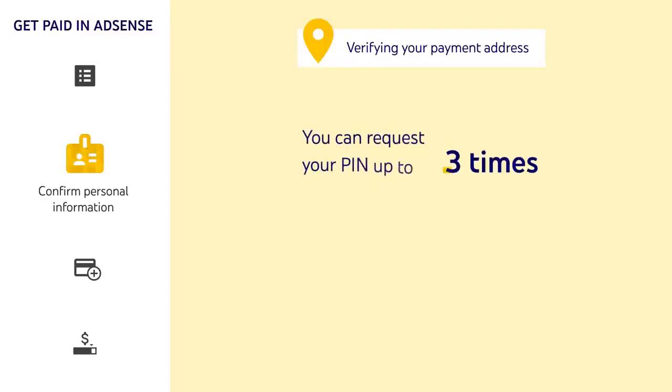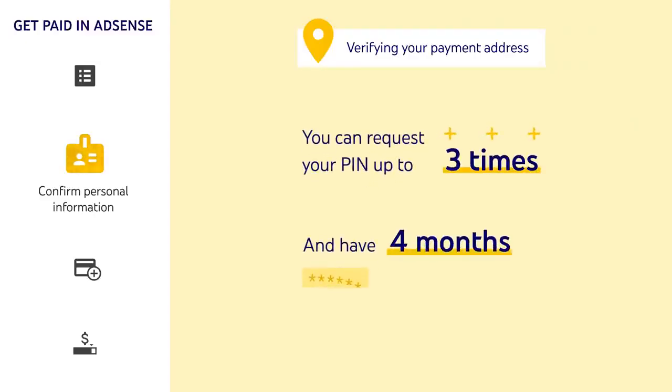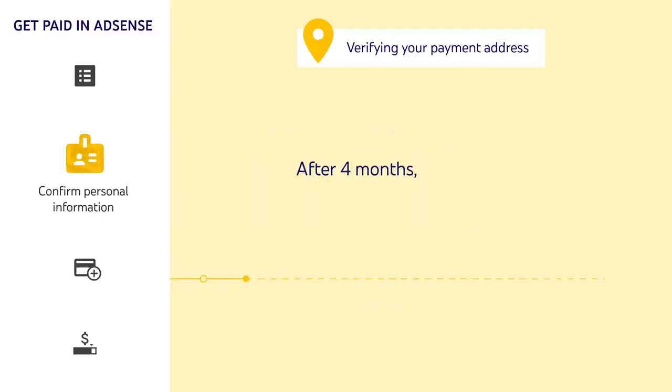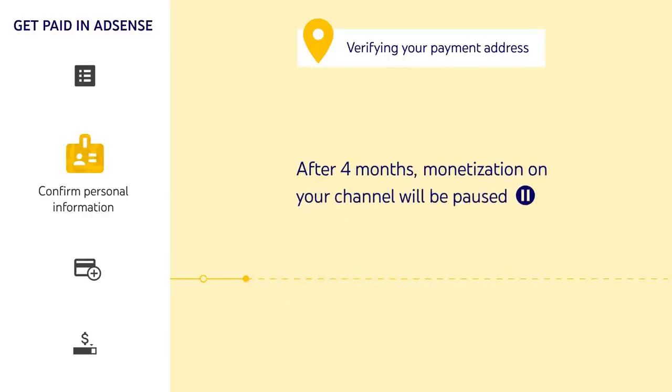You can request your PIN up to 3 times and have 4 months from the date your PIN is generated to enter it into your account. After 4 months, monetization on your channel will be paused until verification is complete. If you continue having trouble receiving your PIN, check out the Address PIN Verification article in the AdSense Help Center, or reach out to Creator Support for help.